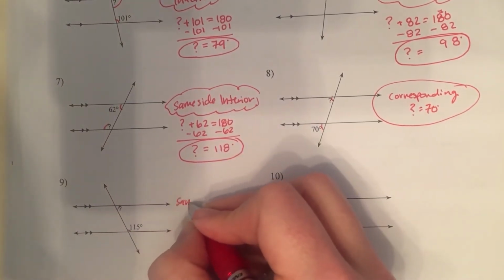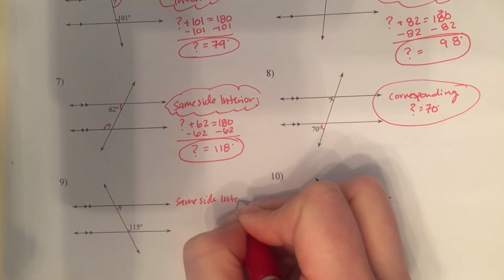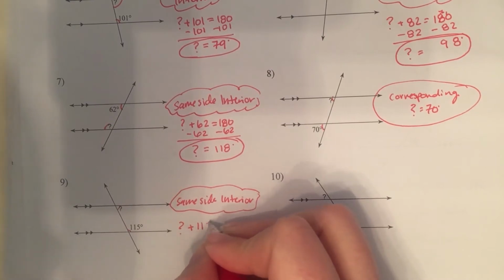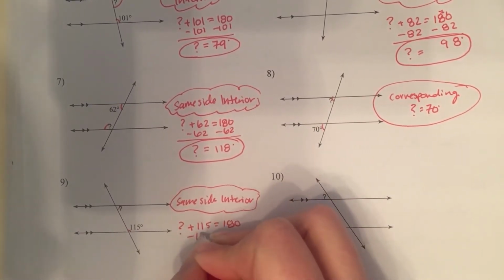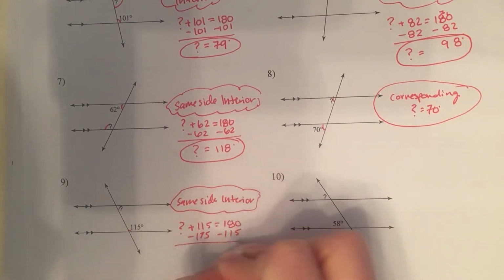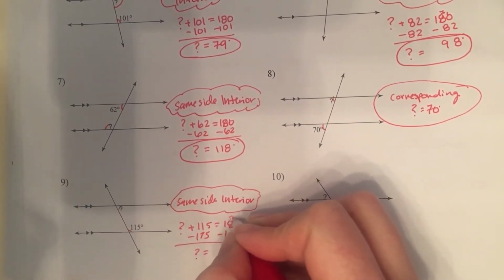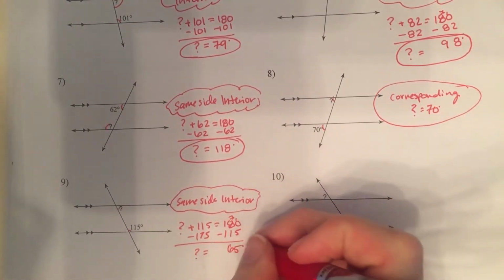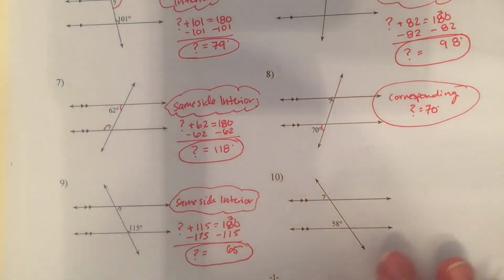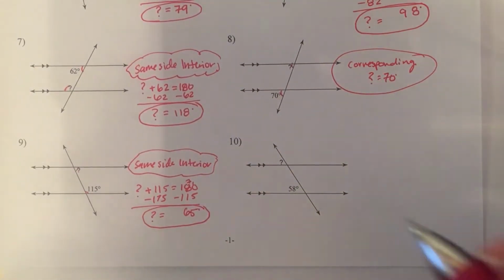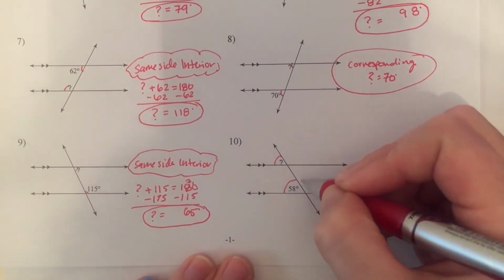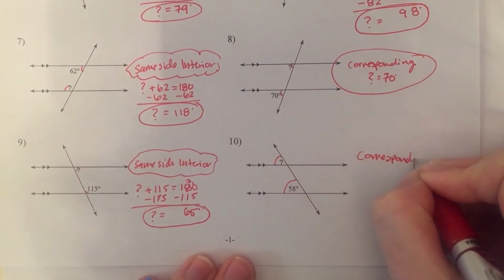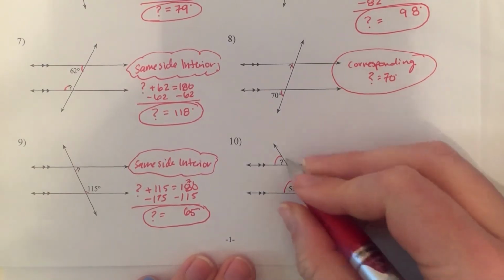Same side interior, question mark plus 115 equals 180, minus the 115, and you get your question mark is 65. On problem number 10, top left, corresponding. The question mark is the same size as the 58.